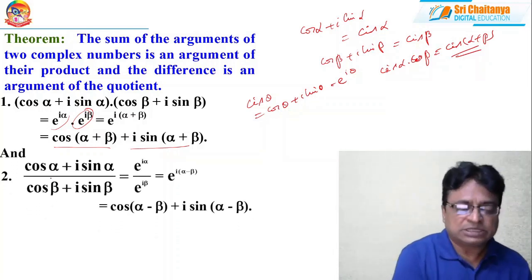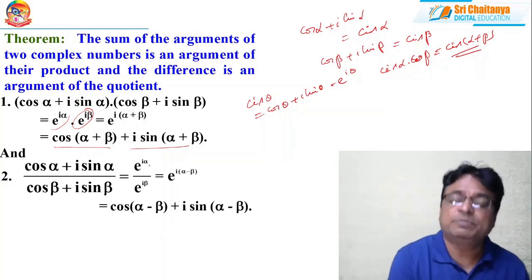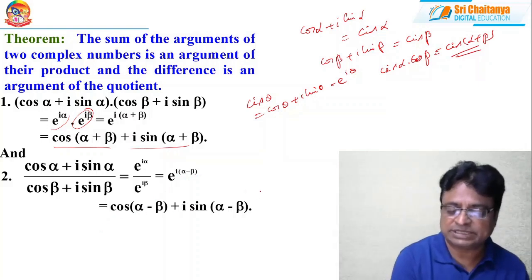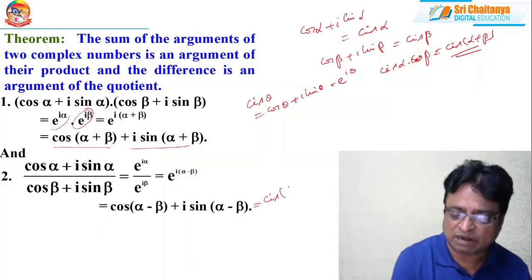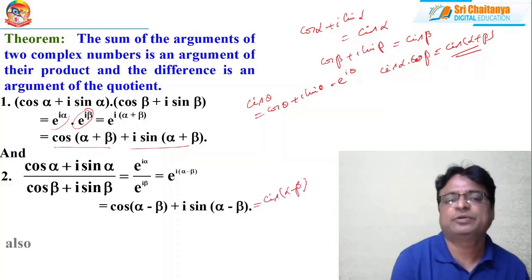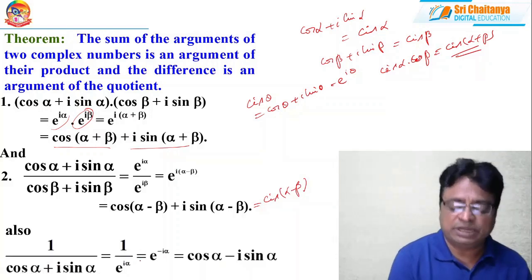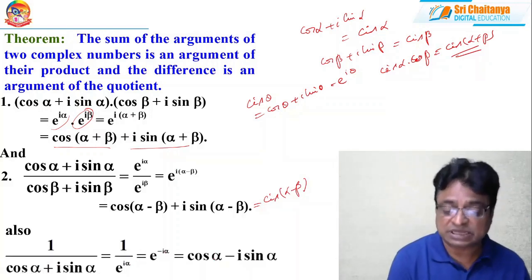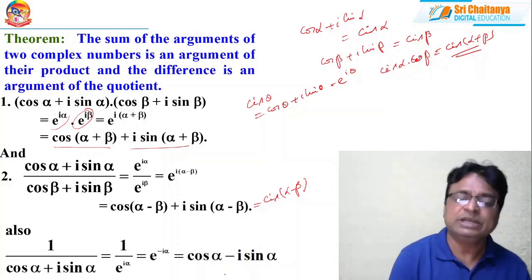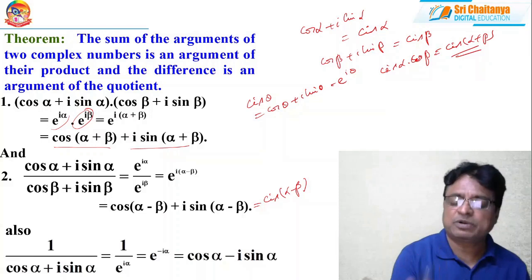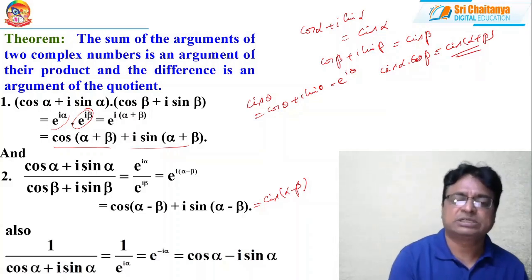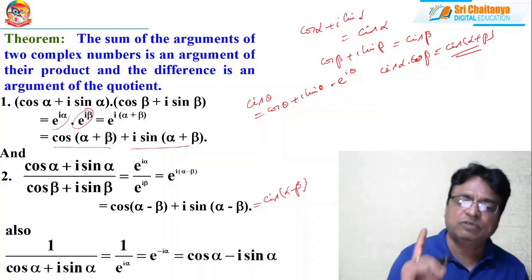And (cos alpha plus i sin alpha) by (cos beta plus i sin beta) is equal to e power i alpha by e power i beta, that is e power i (alpha minus beta). This I can write as cos (alpha minus beta) plus i sin (alpha minus beta), which is also cis (alpha minus beta). This is another notation. Also, 1 by (cos alpha plus i sin alpha) is 1 by e power i alpha, that is e power minus i alpha, that is cos of minus alpha plus i sin of minus alpha, that is cos alpha minus i sin alpha. That's why the reciprocal of cos alpha plus i sin alpha is cos alpha minus i sin alpha, and the reciprocal of cos alpha minus i sin alpha is cos alpha plus i sin alpha, because the product is always equal to 1.